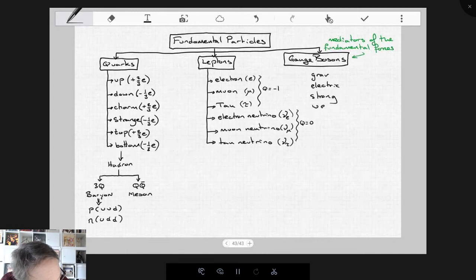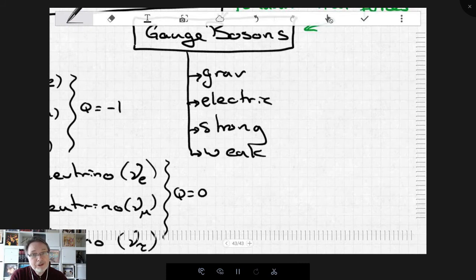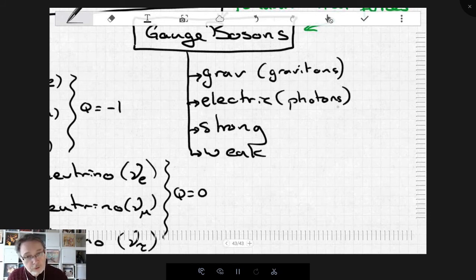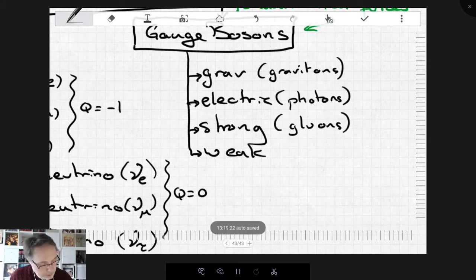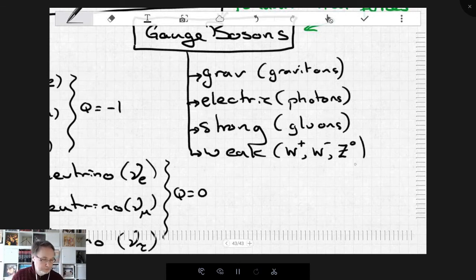There are four known fundamental forces: the gravitational force, the electric force or the electromagnetic force, the strong force, and the weak force. And the gravitational force is created by the exchange of what's called gravitons, which we have not yet discovered. The electric force is produced by the exchange of photons, the strong force by the exchange of gluons, and the weak force by the exchange of W plus, W minus, and Z naught.